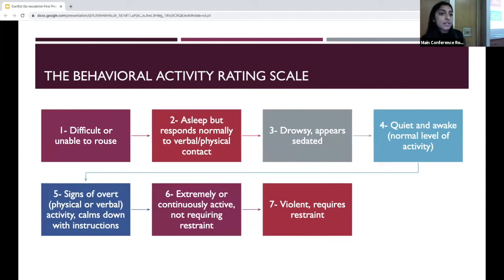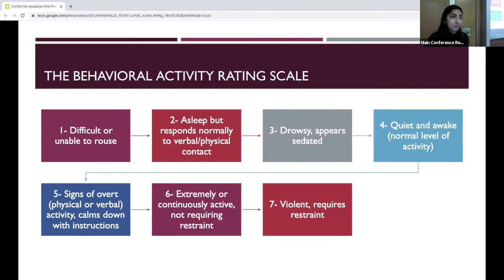So 1 is a difficult or unable to arouse patient, a very low GCS. 2, asleep, but responds normally to verbal or physical contact. 3, where the patient may appear drowsy or sedated. 4, they're quiet and awake, which is a normal level of activity. And then 5, where a patient may show signs of overt physical or verbal activity, but they calm down with instructions, which is our agitated but cooperative group that we talked about before. 6, which is extremely or continuously active and not requiring restraints, which is our disruptive without danger. And then 7, requiring restraints, which is our disruptive but dangerous.